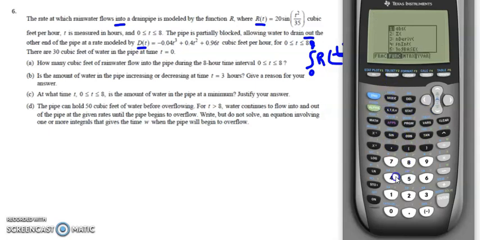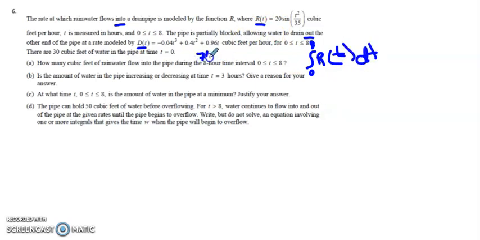Okay, so now I need to go back to my home screen and I need to integrate using alpha F2, choice 4, and I'm going to integrate from 0 to 8 the y1 function. So vars, y-vars, function y1. Integrate with respect to x and hit enter. My answer is 76.570. And that is in cubic feet of rainwater, so feet cubed.